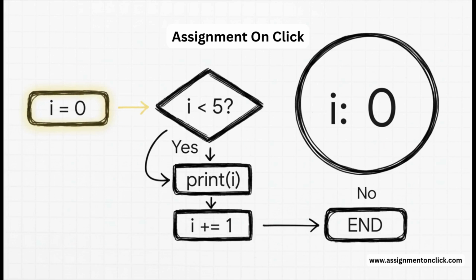It prints i. And then, and this part is absolutely critical, it increases i by 1. Now i is 1. The loop asks again, is 1 less than 5? Yes. And it keeps doing this over and over until i finally hits 5. The moment that happens, the condition i less than 5 is false, and the loop just stops.